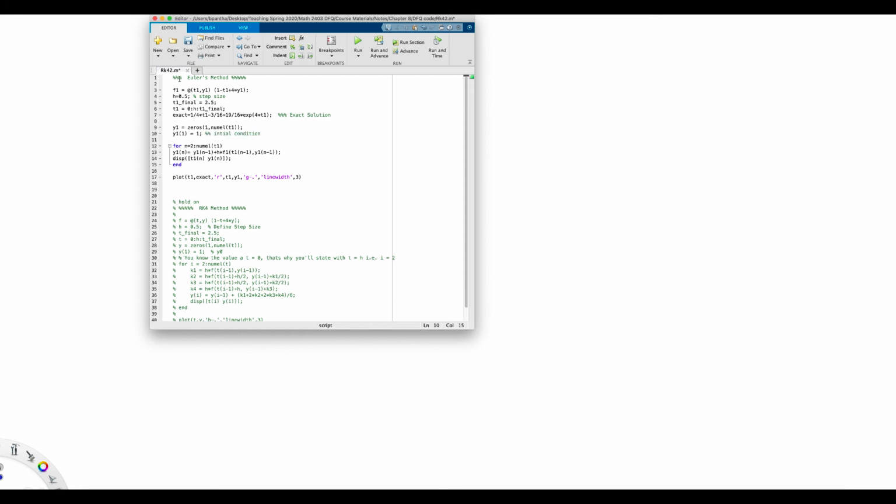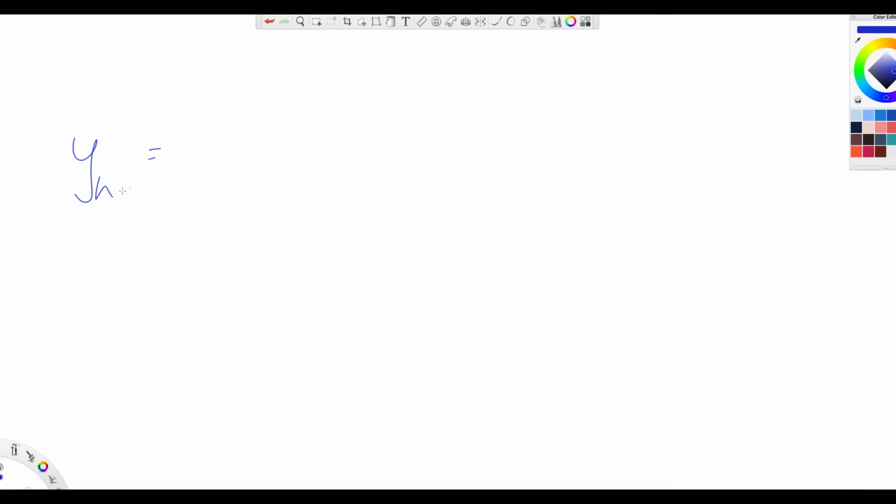When you give the percent sign, that will comment, and MATLAB will not execute anything after the percent sign. This is commenting, just to clarify for yourself. Now what I do is, for n equals 2 to the length of t1, y1(n) is y1(n minus 1) plus h times f1(t1(n minus 1), y1(n minus 1)). So this is the formula, right? What is the formula for Euler's method? It was y sub n plus 1 equals y sub n plus h times f of t n, y n, right? So basically this is Euler's formula, but how do you write it in MATLAB?